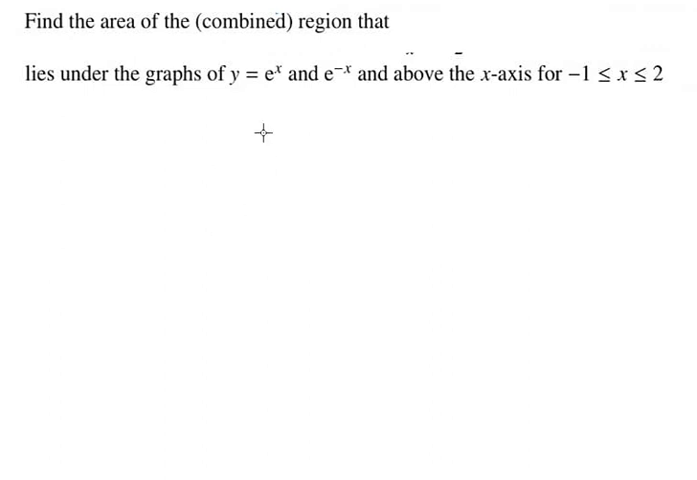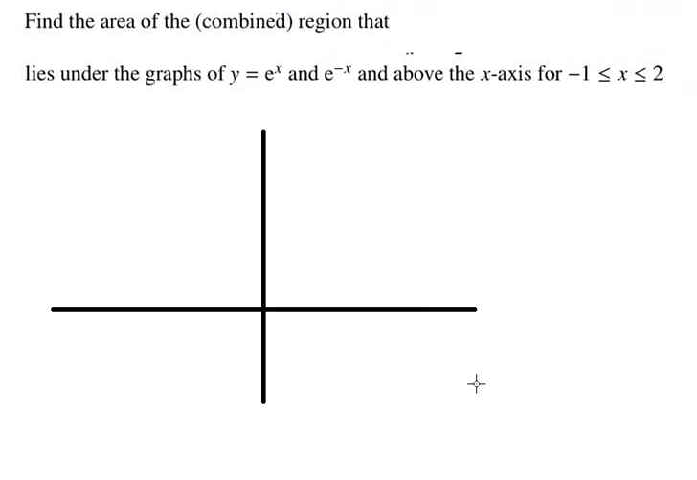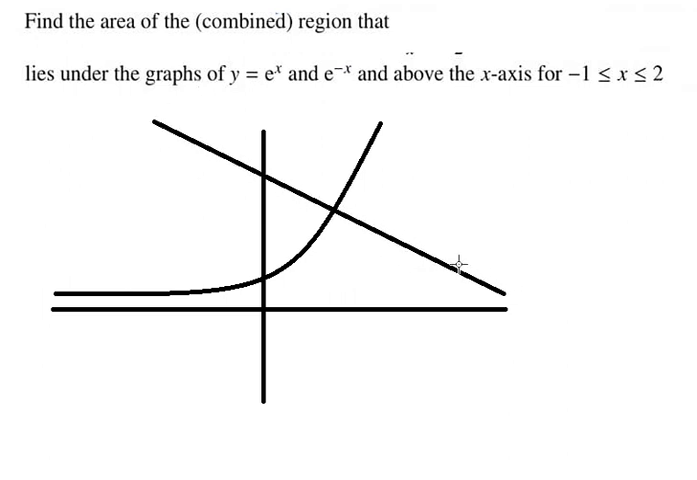The first thing we need to do is write the function y equals e to the power of x. The graph should be like this. Then y equals e to the power of negative x. The graph should be like this.